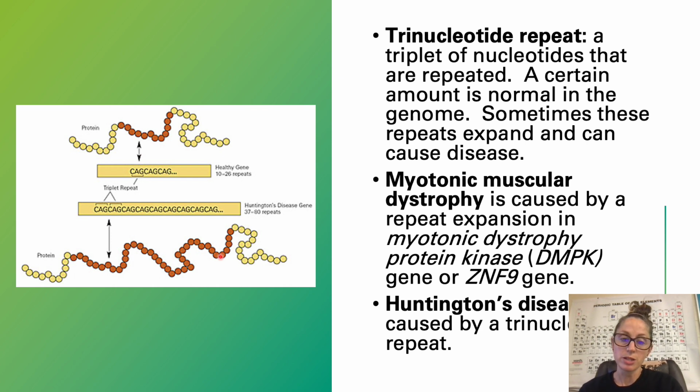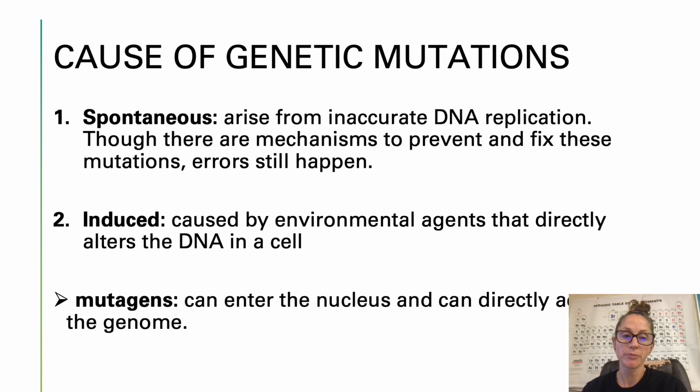In Huntington's, shown here, 10 to 26 repeats are normal, but over 37, you are looking at having Huntington's disease. There's also myotonic muscular dystrophy, which runs in my family. This is caused by a repeat expansion in one of 2 genes, DMPK or ZNF9.